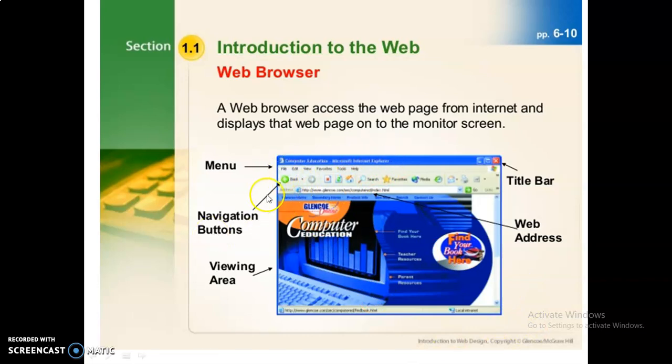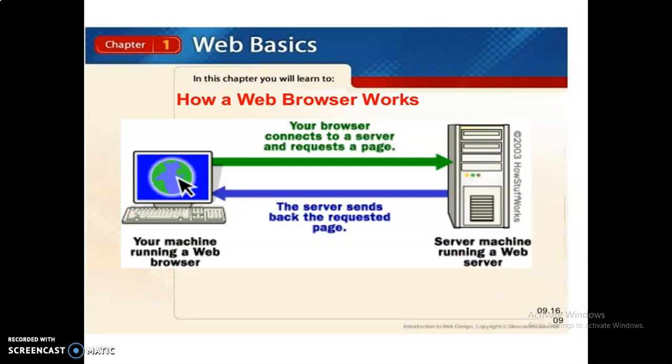This is the menu, this is the navigation buttons, this is the screen, and then this is the web address, this is the title bar. So you can also imagine Google Chrome looks like this, and some variations will be there between Microsoft Internet Explorer and Google Chrome.